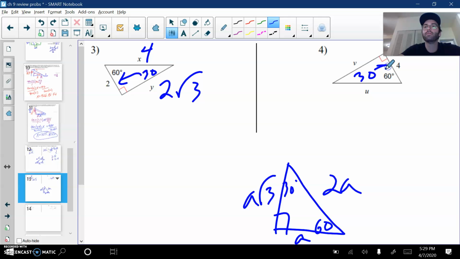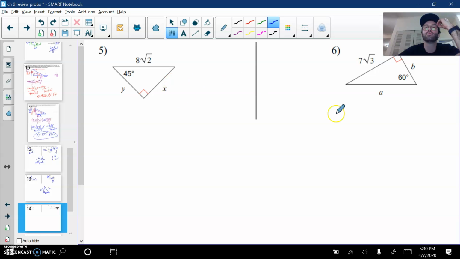30 again, that's my a, so this is 4 root 3, and this is 8. I take whatever is across from my 30, slap the root 3 on it for across from 60, and multiply it by 2 to get my hypotenuse. Oh, we have another 45, 45, 90 triangle.